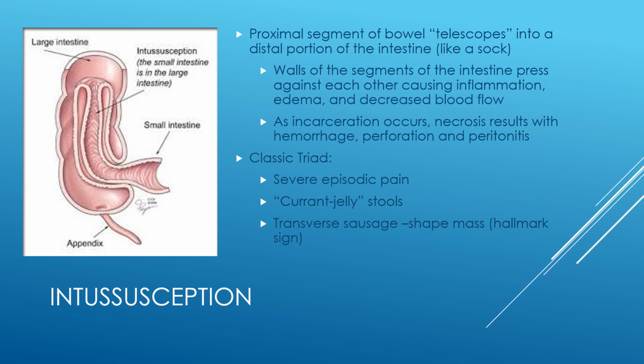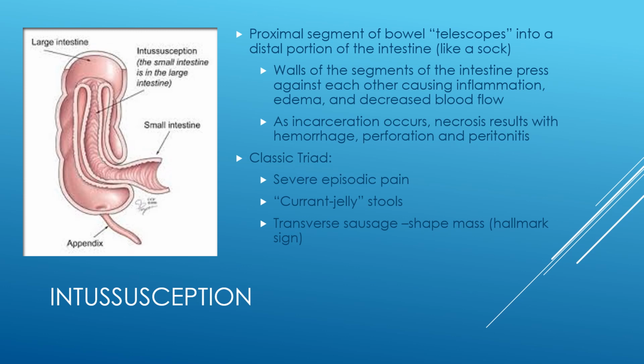There's a classic triad that happens, and the three main symptoms that you're going to see are, first, severe episodic pain. It's going to be sudden onset. They're going to draw up the knees. They're going to guard. They're going to protect that belly. They can have some vomiting that could occur over time. Currant jelly stools is the second symptom in our triad. The stools change from brown to blood tinged and mucousy, referred to as currant jelly stools.